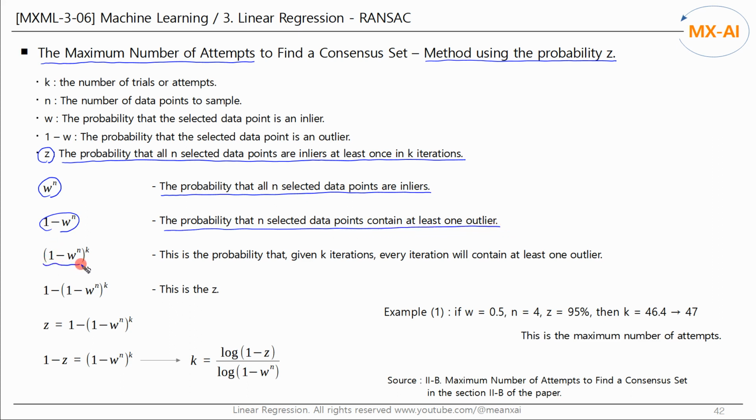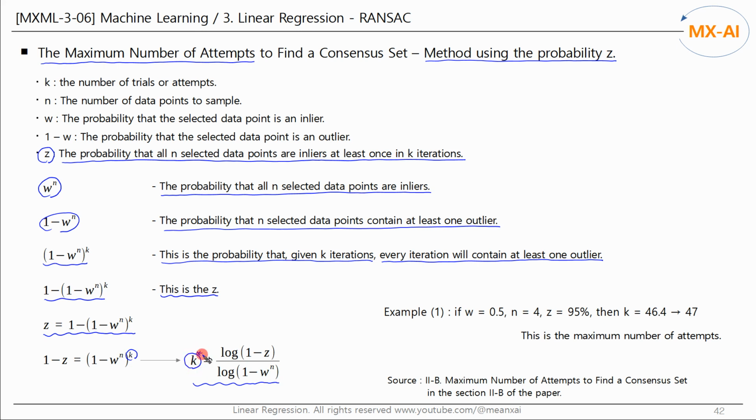And this is the probability that, given k iterations, every iteration will contain at least one outlier. And this is the probability that all n selected data points are inliers at least once in k iterations. This is the probability z. So z can be written as follows. If k is obtained from this equation, k can be expressed as follows. This is the maximum number of attempts we want to find.